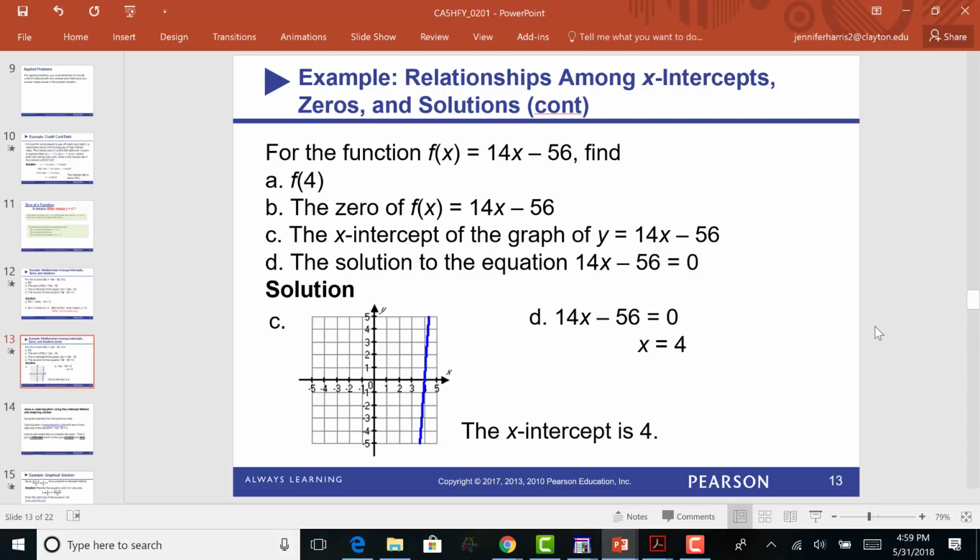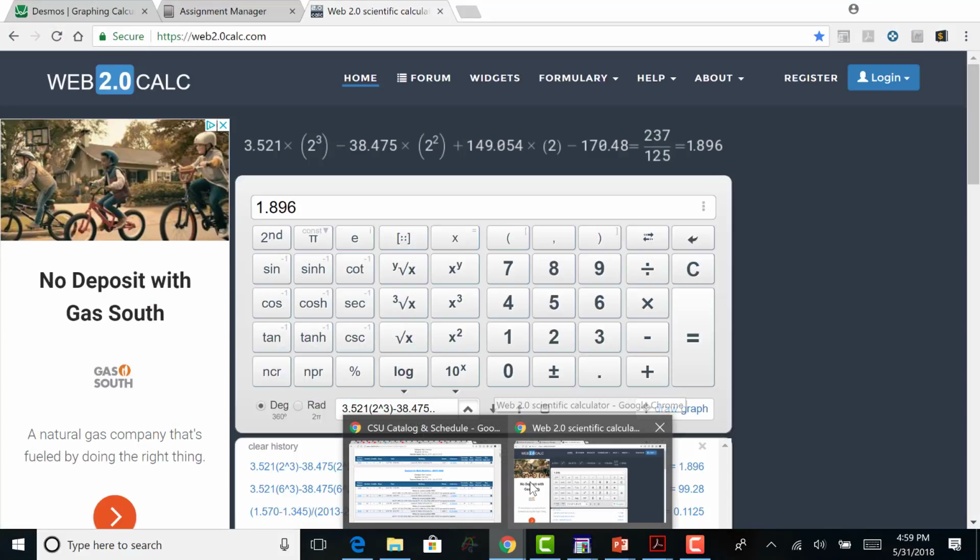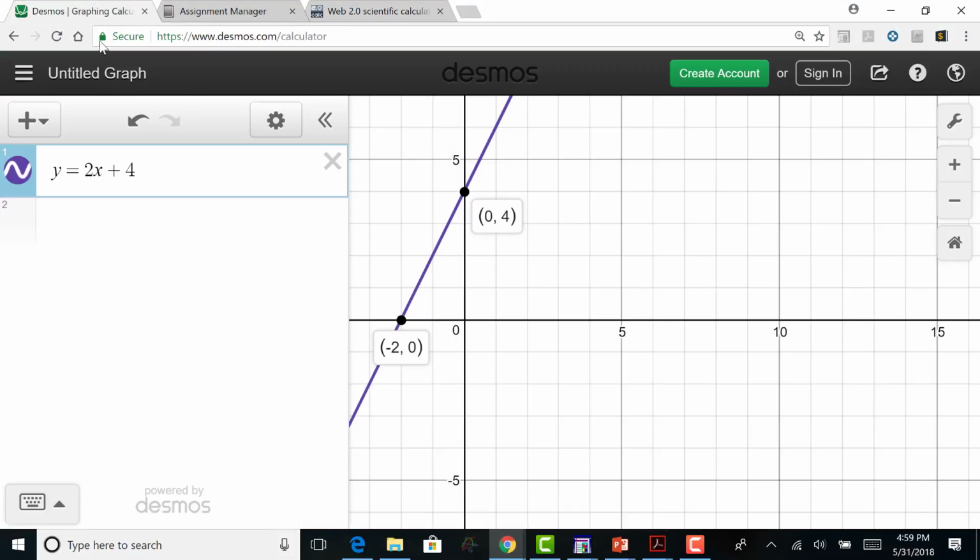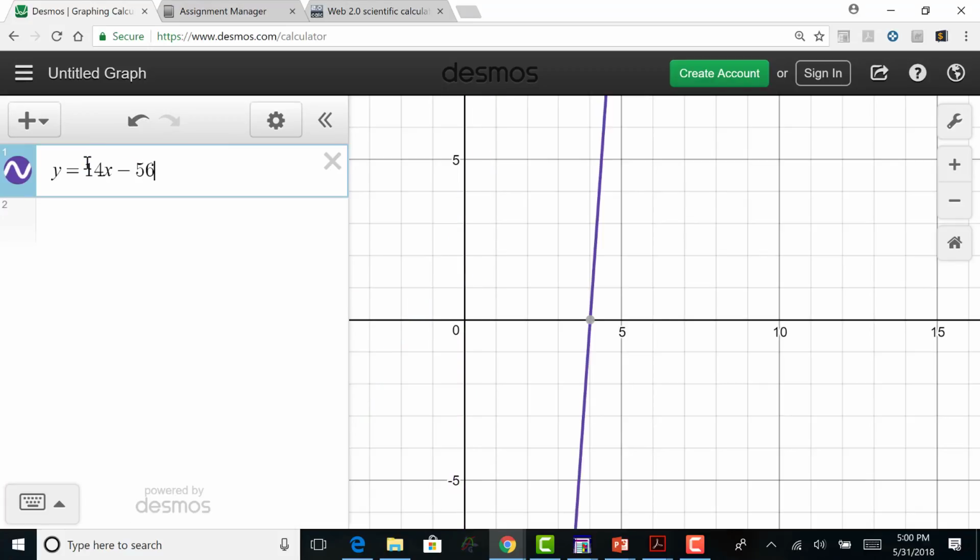So if we go to Desmos and type it in, you can see it for yourself. 14x minus 56. Aha. Look, where I clicked the point right there, there's my 0. When x is 4, y is 0. So we literally could have just gone straight to Desmos and typed the equation in, and it would have told us where the 0 is. We're looking to see where it crossed the x-axis. Okay? Questions?